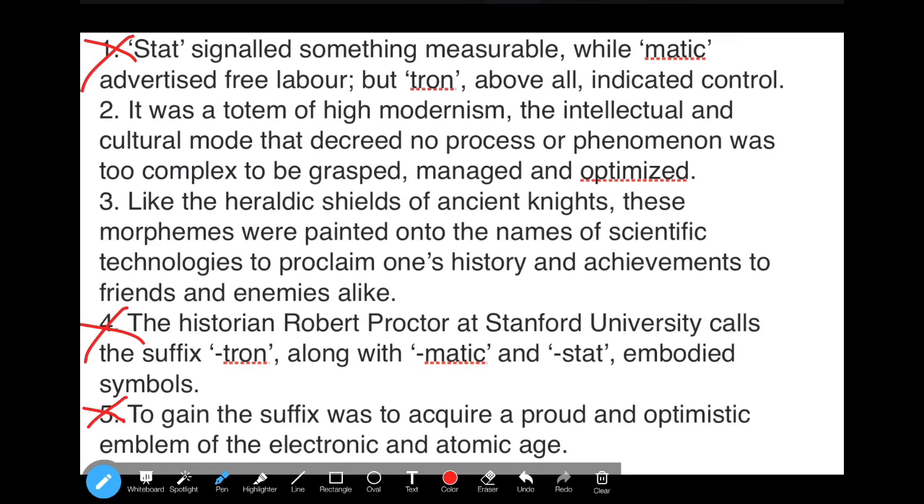Now, between option 2 and 3, one is my odd one out. I will read both. Like the heraldic shields of ancient knights, these morphemes were painted on the names of scientific technologies to proclaim one's history and achievements to friends and enemies alike. Second one is: was a totem of high modernism, the intellectual and cultural mode that decreed no process or phenomenon. Now, guys, I will not go further than this. I hope many of you must have got the answer. But here the answer is sentence 2.